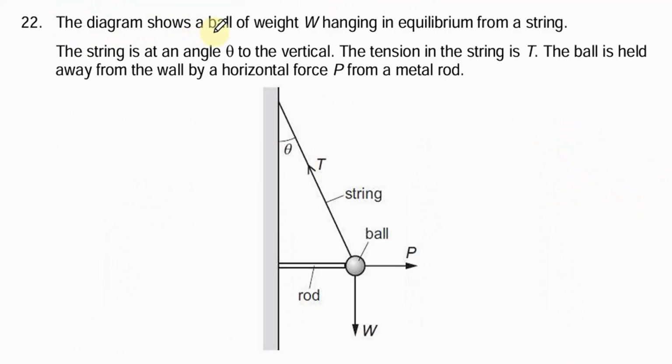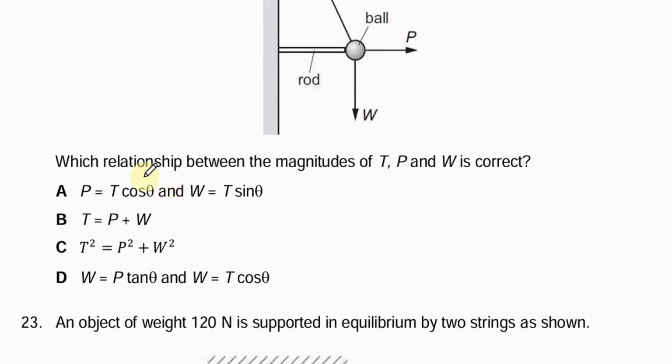The diagram shows a ball of weight W hanging in equilibrium from a string. So we have the string here and a ball over here. The string is at an angle theta to the vertical, so this angle is theta. The tension in the string is T. The ball is held away from the wall by a horizontal force P from a metal rod. So we have the metal rod here and the force P. Which relationship between the magnitudes of T, P, and W is correct? And we are given these options.